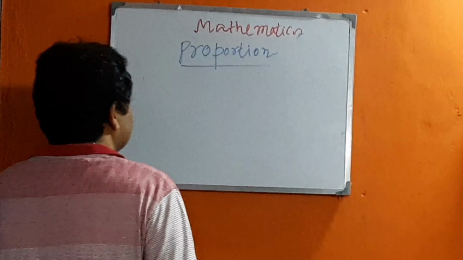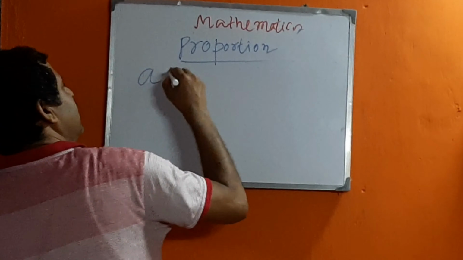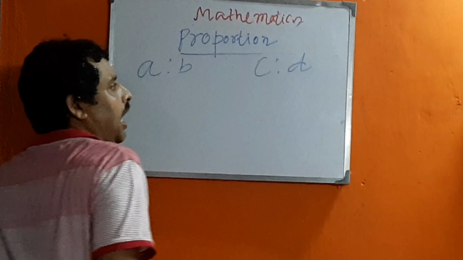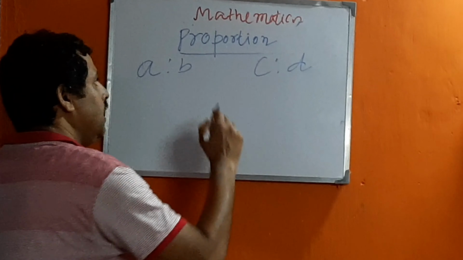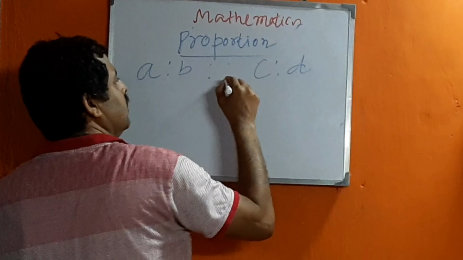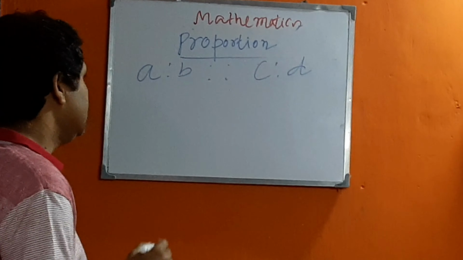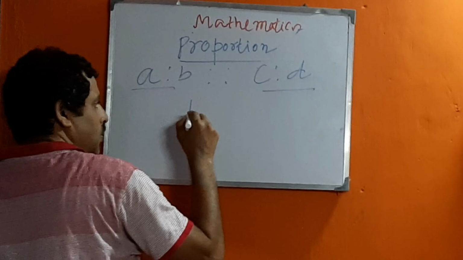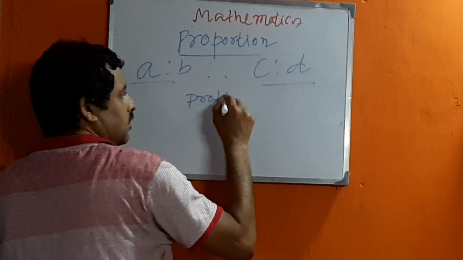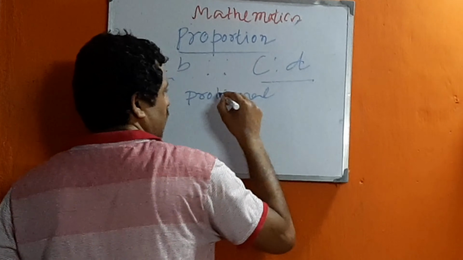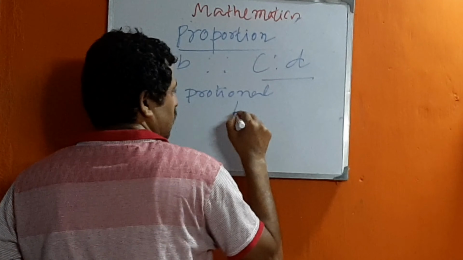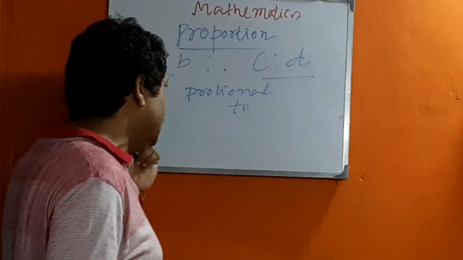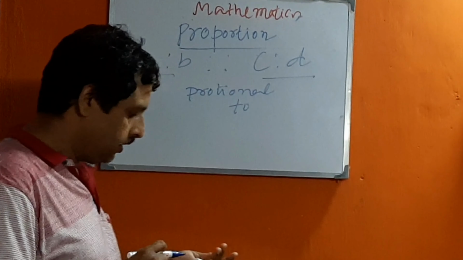That means if A is to B is a ratio and another ratio is C is to D and they are proportional, then they are written in this form. This means this ratio is proportional to this ratio: A is to B proportional to C is to D.